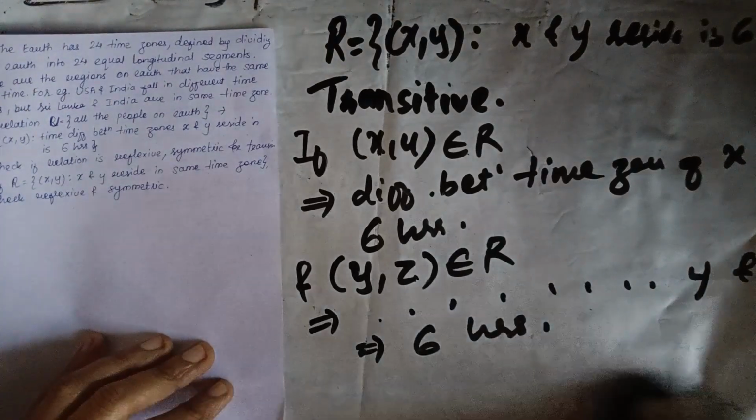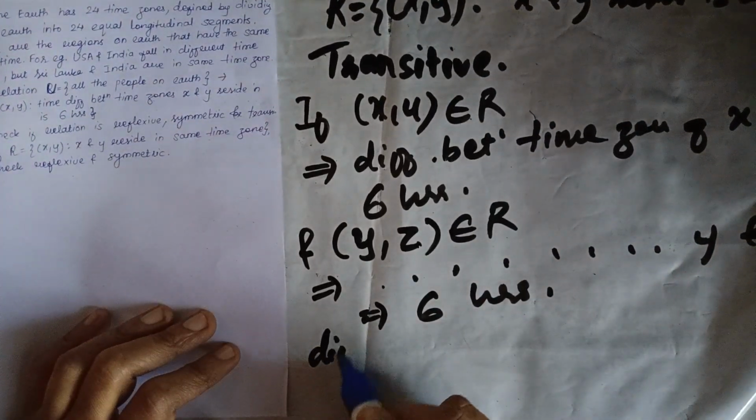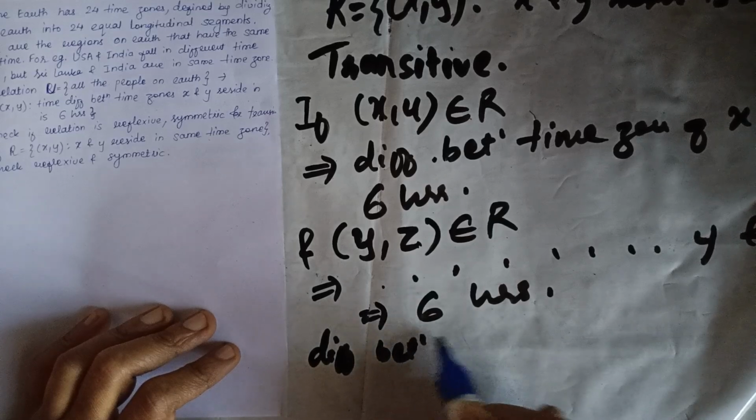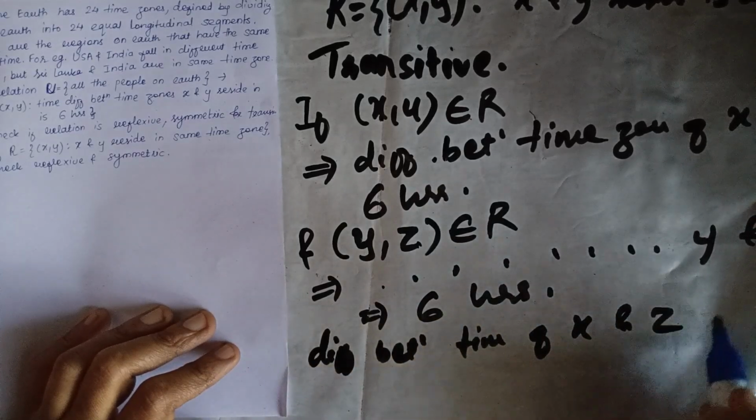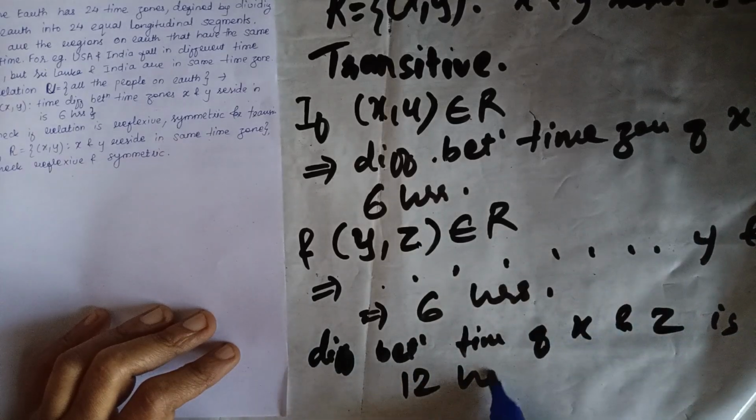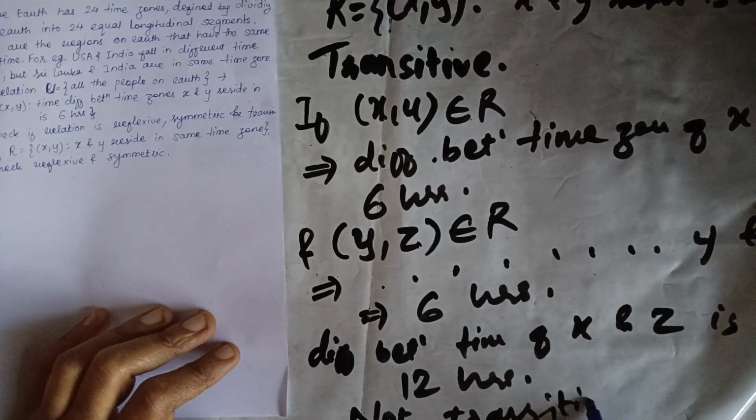So we can say that the difference between the time zones of x and z is 12 hours. So it is not transitive. Okay.